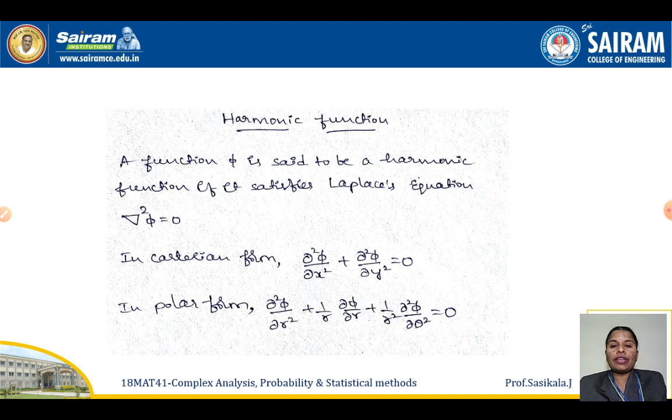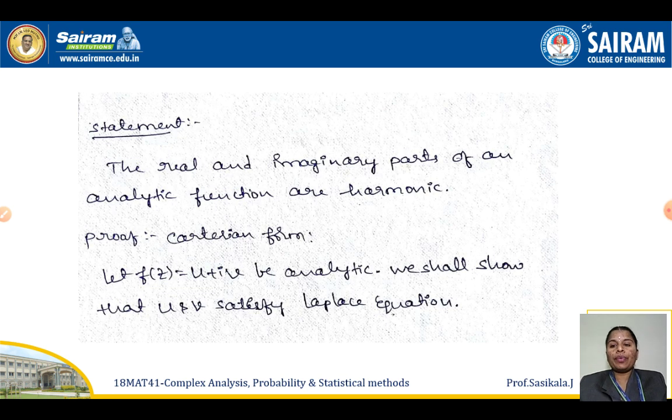Now we are into the harmonic property of the CR equations. The statement: the real and imaginary parts of an analytic function are harmonic. That means the real part and imaginary part, which are u and v in the function f of z, we should prove are harmonic functions. So we'll go for the proof. In this video we are going to prove it by both methods, the Cartesian as well as the polar form. First we'll go with the Cartesian form.